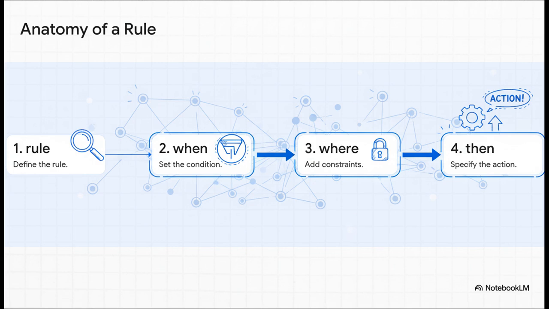This right here, this is the core DNA of every single rule. It's a really simple but powerful flow. You start by defining the rule. Then the when part sets up the main condition. What are we actually looking for? The where clause can then jump in to add even more specific constraints. And finally, you have then, which defines the action. What happens when all those conditions are met?